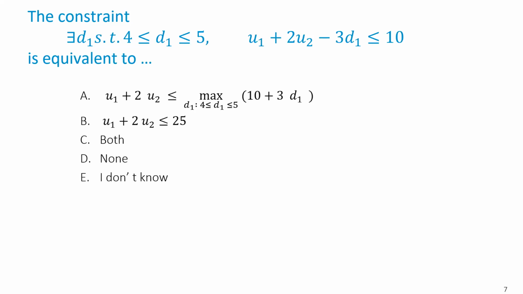What do you think? What can we say? Same question as a few minutes ago. Which form, if any, is equivalent to the problem that we had before, which is the same as before, except now we have there exists instead of for all.